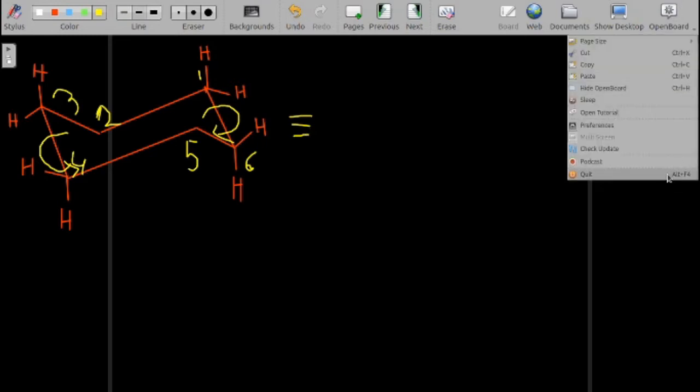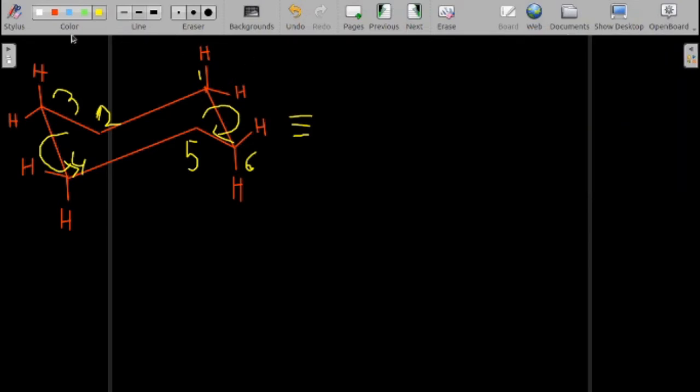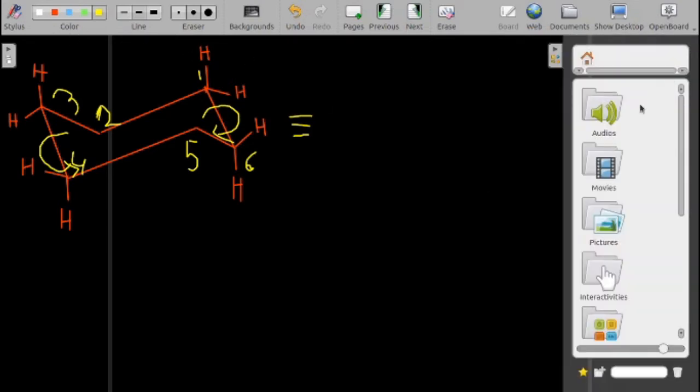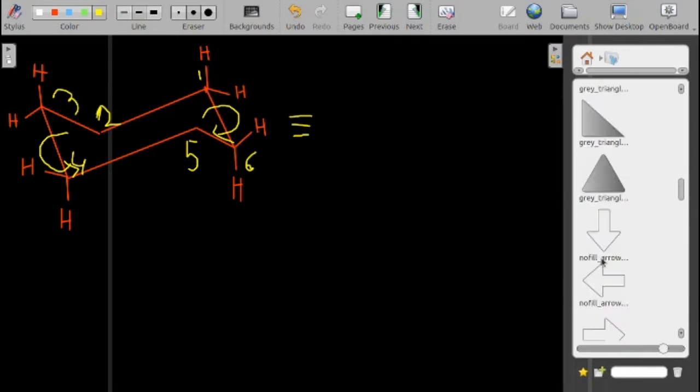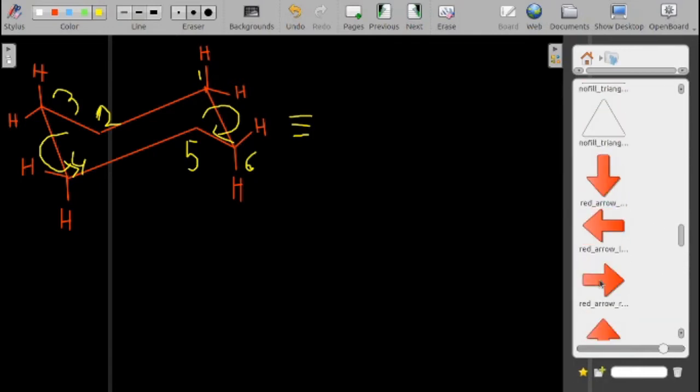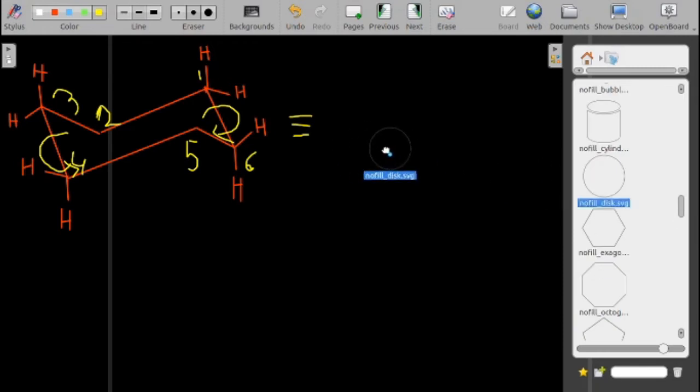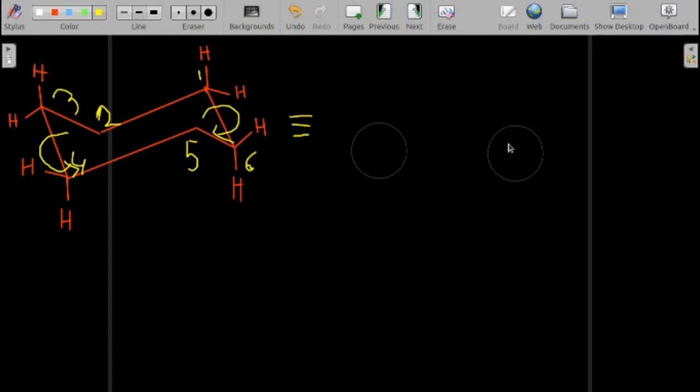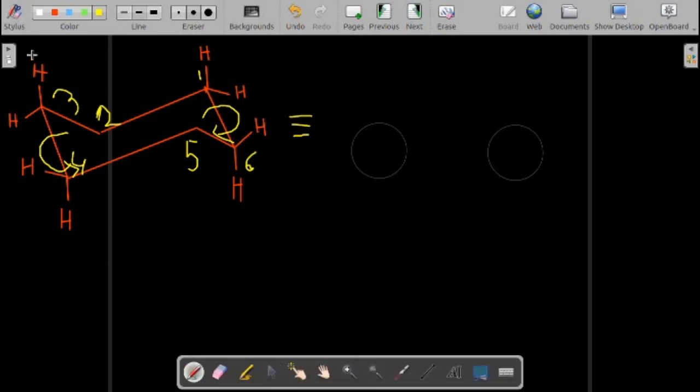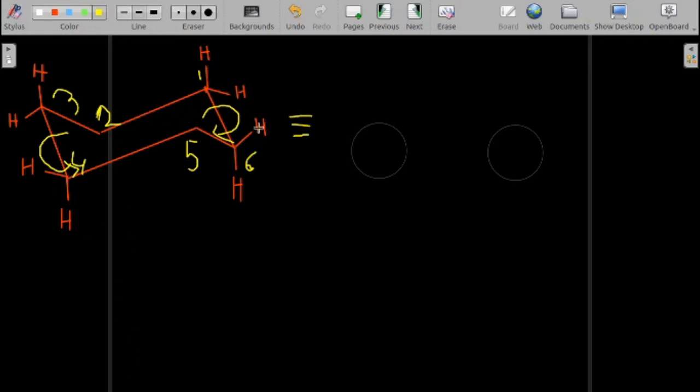So let's sketch that circle. I will import the two circles here. Now, this is the Newman projection. This is the first Newman projection and this is the second Newman projection.